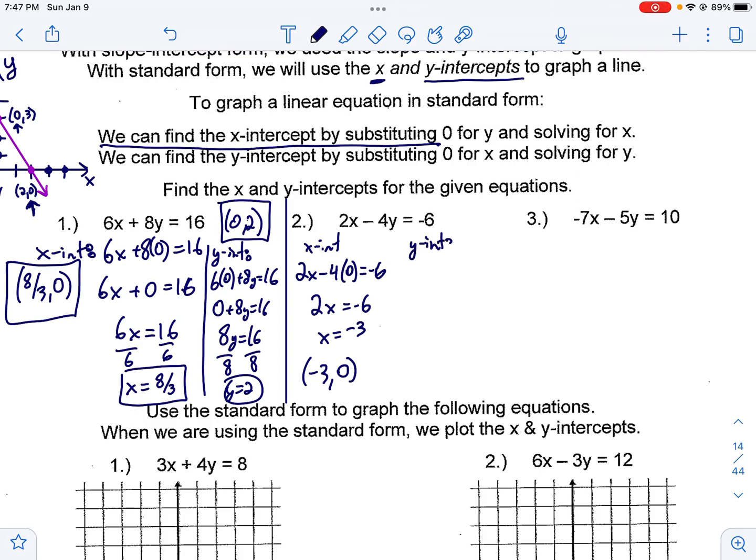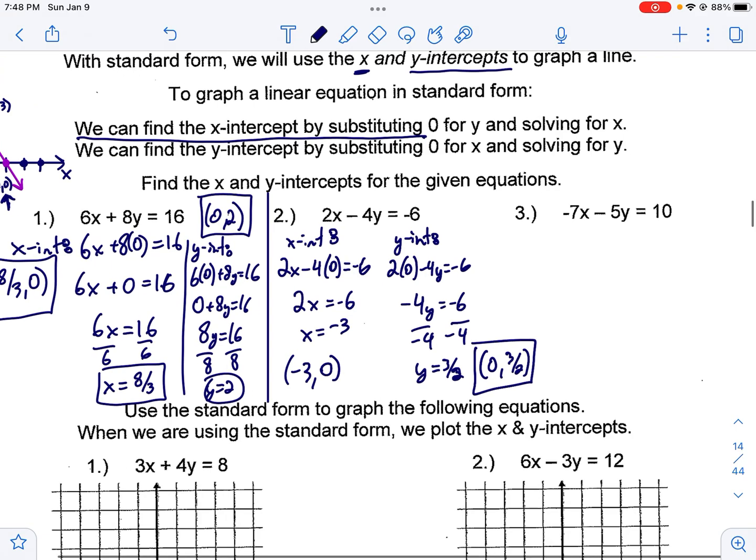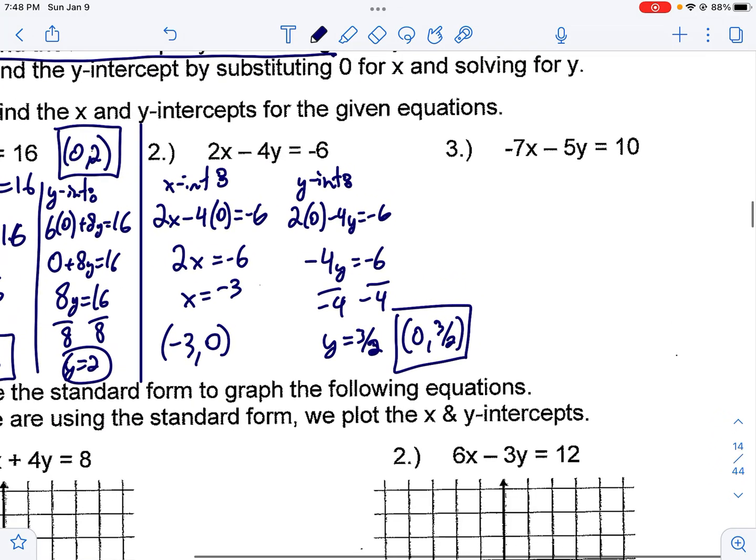For our y-intercept, again, the x value is going to be 0. So 2 times 0 minus 4y gives us negative 6. 2 times 0 cancels out. And when we divide by negative 4, our final answer equals 3/2. So for our y-intercept, it would be at 0, 3/2.